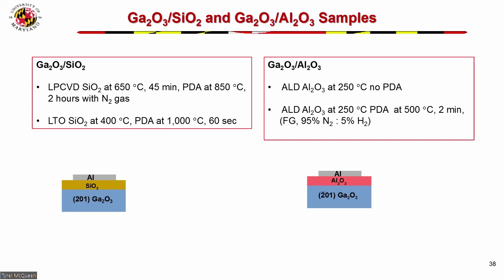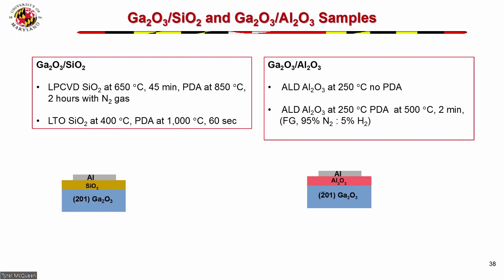For the aluminum oxide, one sample was deposited at 250 degrees with no post-deposition annealing afterwards. And the other one was basically the same growth, but it was annealed at 500 degrees C for 2 minutes under forming gas. So these are the structures.